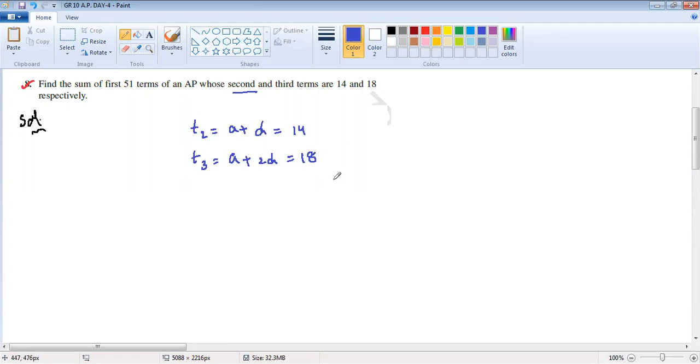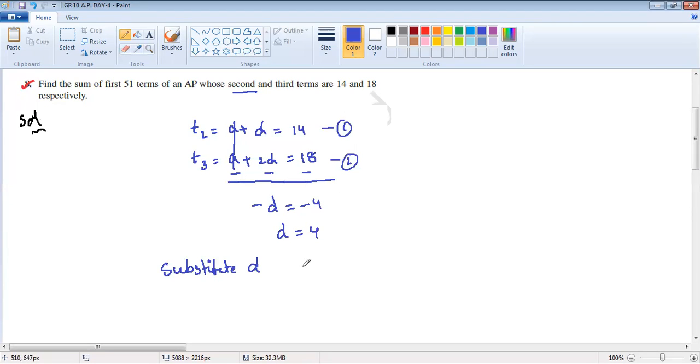Then what are we supposed to do? We use the elimination method and find the A and D values. When I subtract, A gets cancelled, then minus D is equal to minus 4, so D is equal to 4. Let us call this equation 1 and this equation 2. Substituting D is equal to 4 in equation 1, we get A plus 4 is equal to 14. Then A is equal to 10. So now we got A value 10 and D value 4.